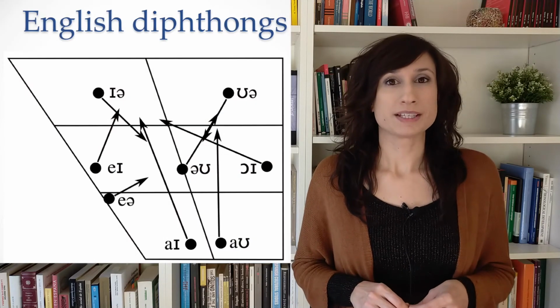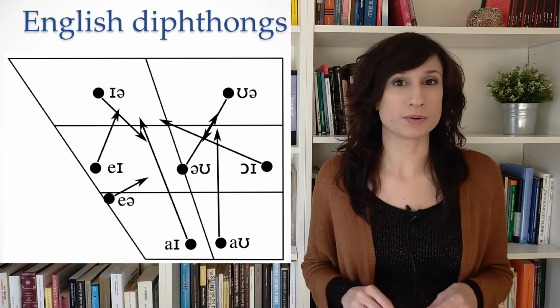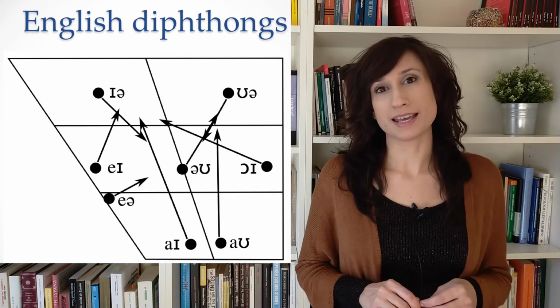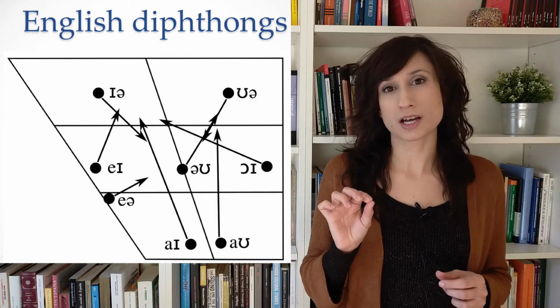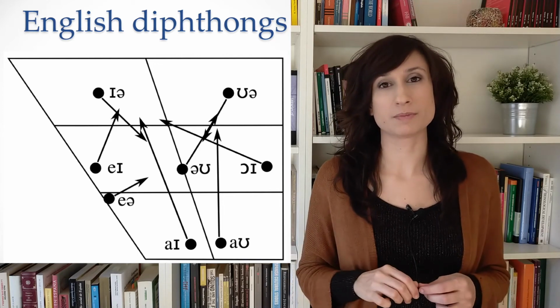Right, so we've talked about the 12 vowels in English. Are we done? I'm sorry, but we haven't finished because we still have to talk about diphthongs. Diphthongs in English are also vowels, but they're special vowels because they are changing vowels. They start at one position and they finish at another position.